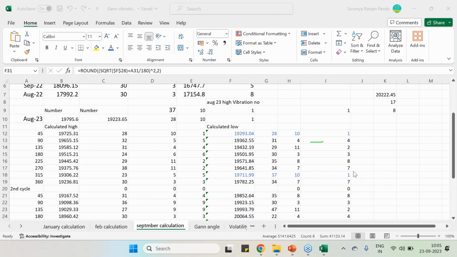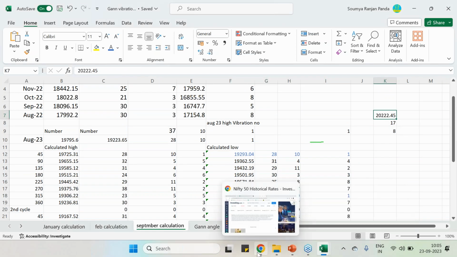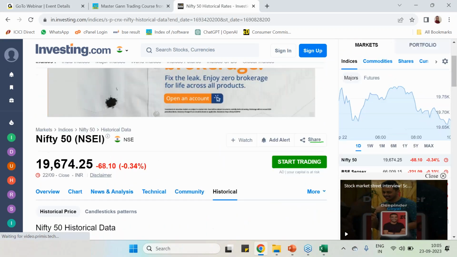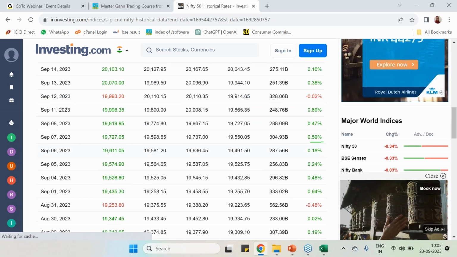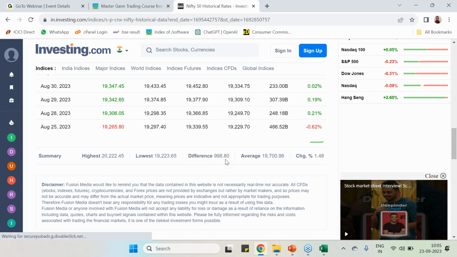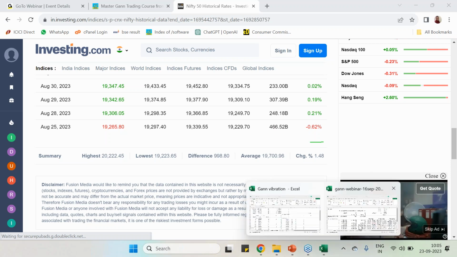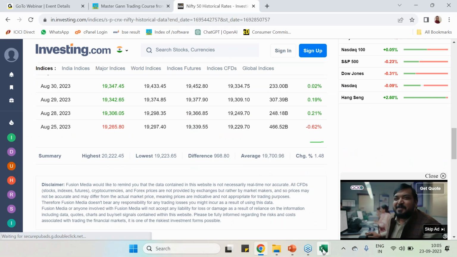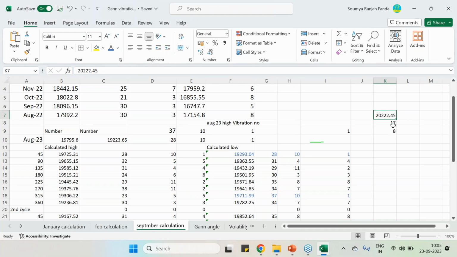So the tops are already formed. What is the top it has formed so far in the Nifty? 20,222.45. This is the top that has formed, or has any other top formed? 20,222.45 is what happened. Now 20,222.45, it is universal. Universal means that one also will be part of that.